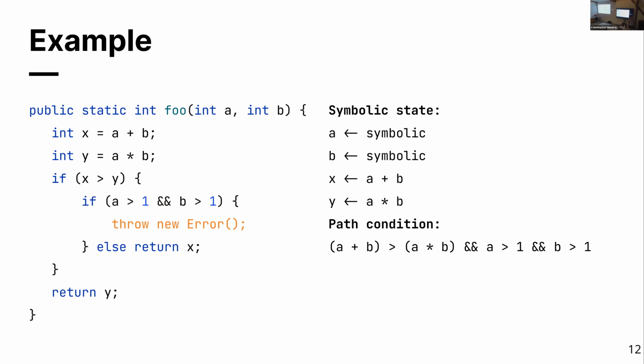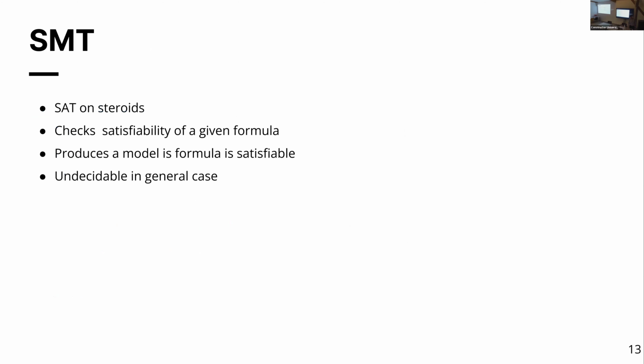Let's try to analyze when we reach the line that interests us, the line that throws an exception. We can see what will be our symbolic state and what will be our path condition. So what do we do with it? How can we use this symbolic state to do any checks or test generation?